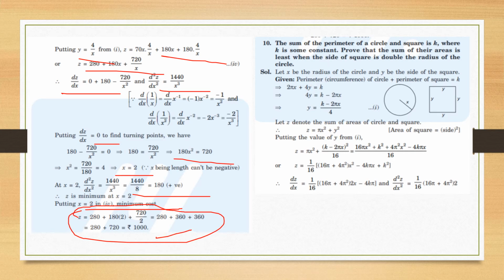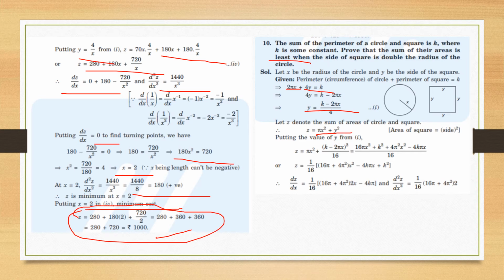Number 10: the sum of the perimeter of a circle and a square is k. So this is a circle with radius x and a square with side y. The sum of perimeters, you know, is 2 pi r and 4 into side. So 2 pi x plus 4y equal to k. From here calculate y. You have to prove the sum of their areas is least. So area will be pi x square plus y square.